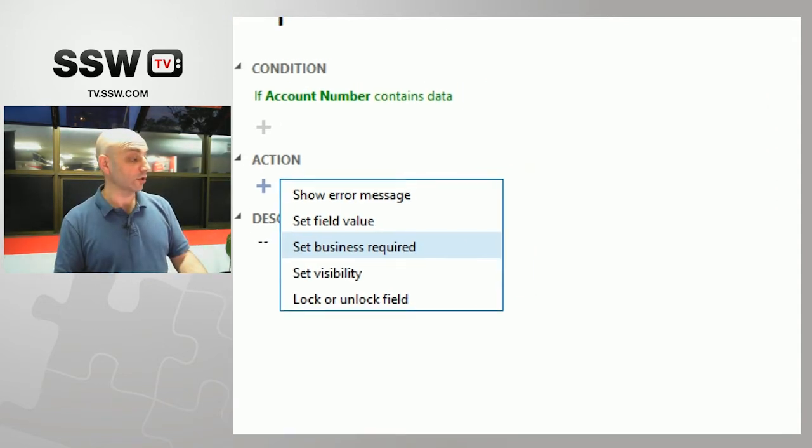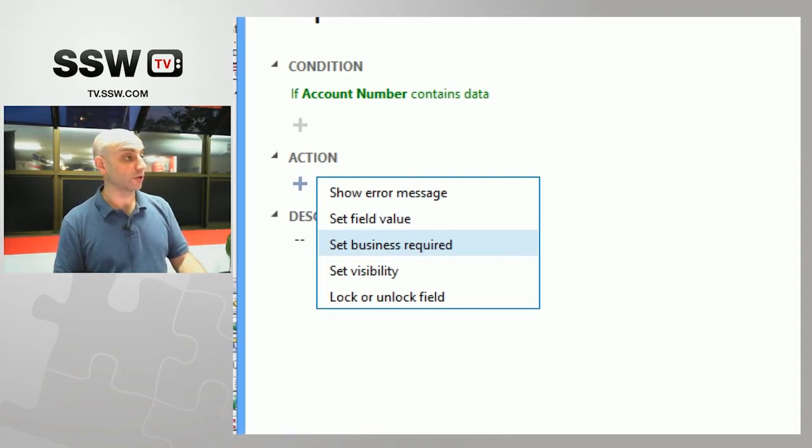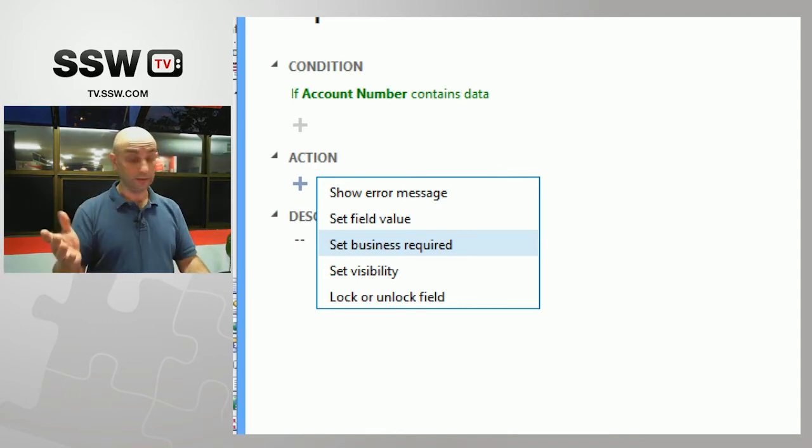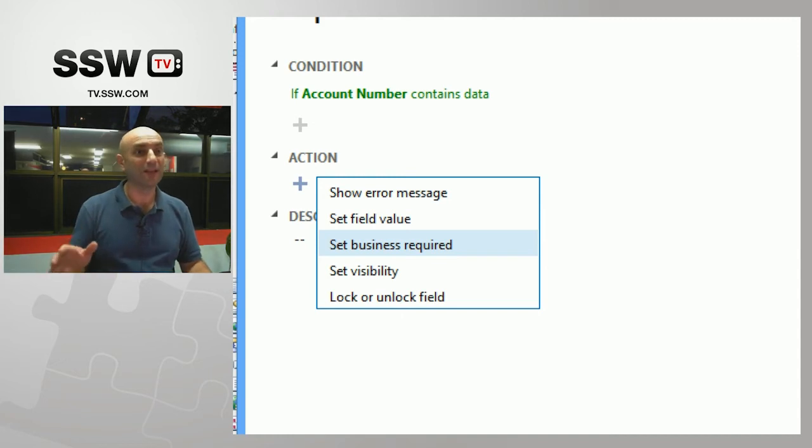Anyway, so your current actions are: you can show error message, you can set another field, you can set business requirement for another field. That's what I'm going to do. You can set visibility, hide, unhide, and you can lock or unlock a field. And that's actually, these five are probably covering like 70–80% of what typical business users want from the on-form behaviors.